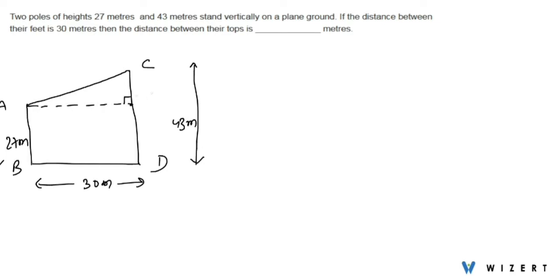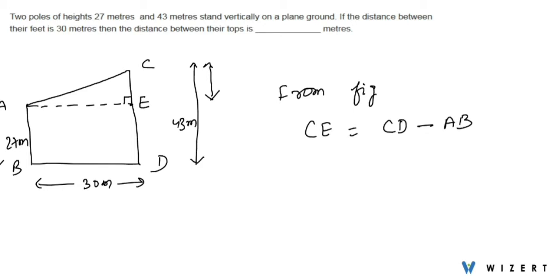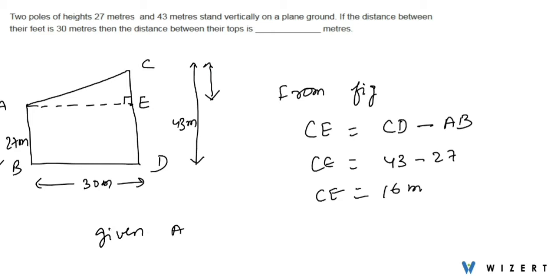So let's say we draw a perpendicular here and this point is E. So we know that CE can be written as CD minus DE and DE is nothing but AB. So from the figure we can say that the CE distance is CD minus ED and ED is nothing but AB. So we can write CD minus AB. So CE here is 43 minus 27 which is equal to 16 and the unit is meter. So CE we know. And also the distance AE is equal to BD, so it is given as 30 meter.